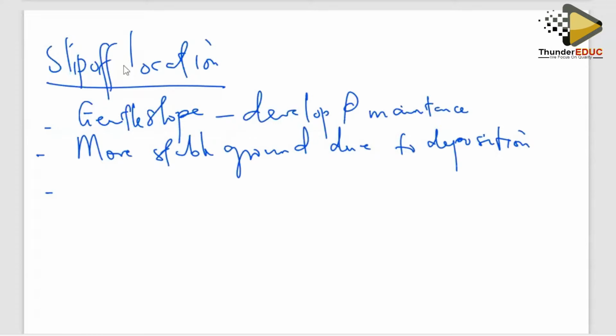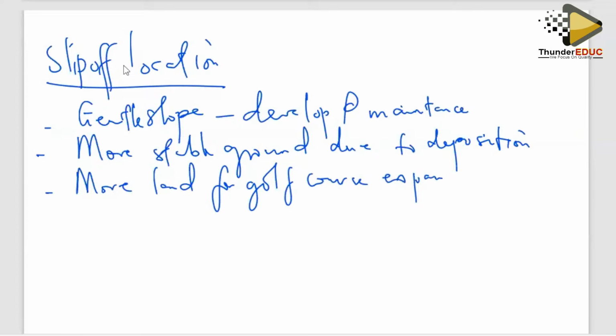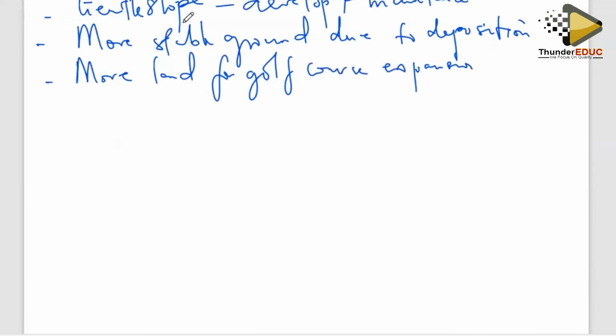And then if you look at that side, there's more land available for golf course development and expansion. There's potential of expansion there. Why? Because the meander will shift towards the side of the undercut slope, while it's adding more land on the side of the slip-off slope. Those are some of the reasons that you can use to justify the presence of the golf course on the side of the slip-off instead of the side of the undercut slope.